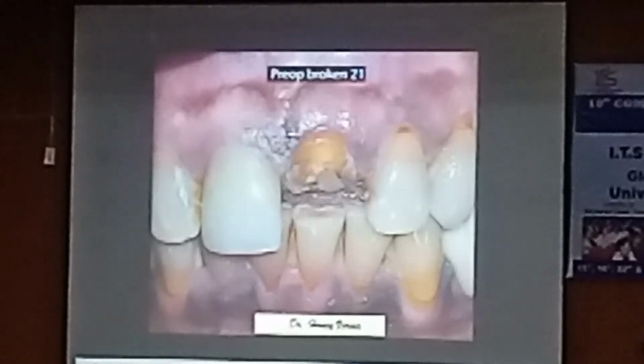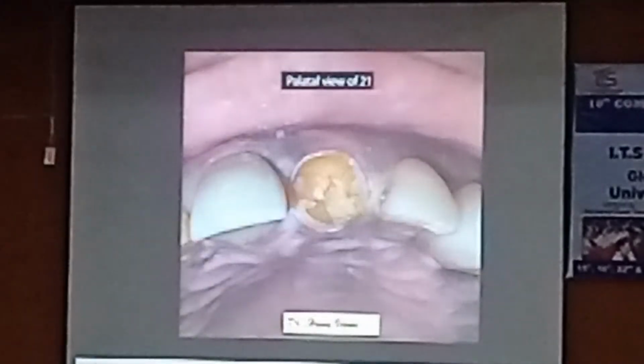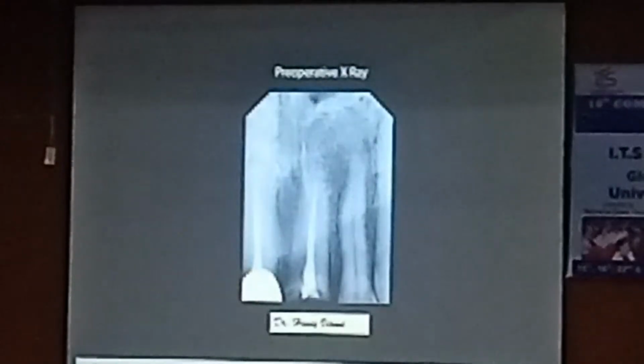Let's see. Pre-op, a broken left central incisor, right? RCT treated tooth, totally broken. Palatal view. I have to maintain this buccal fullness. Preoperative X-ray. Do you think it is an easy extraction?